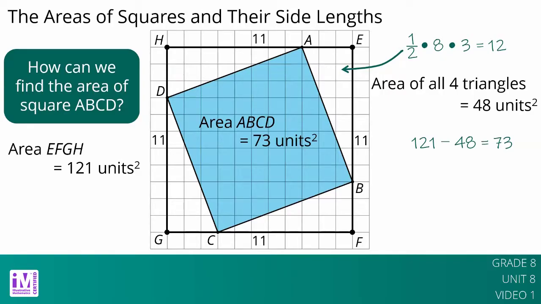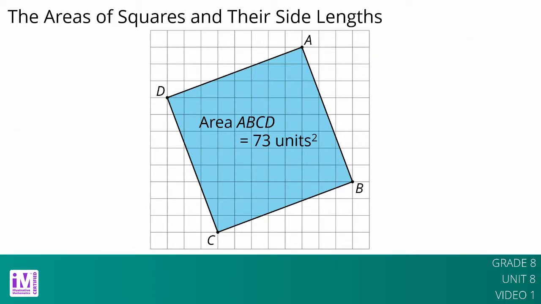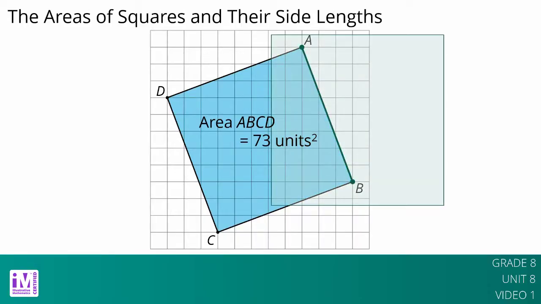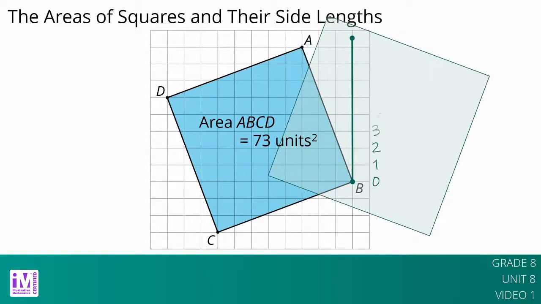But what is the side length of square ABCD? We can reason that since the area is between 64 and 81 square units, the side length must be between 8 units and 9 units. We can also use tracing paper to trace a side length and compare it to the grid, which also shows the side length is between 8 units and 9 units. But we want to be able to talk about its exact length.